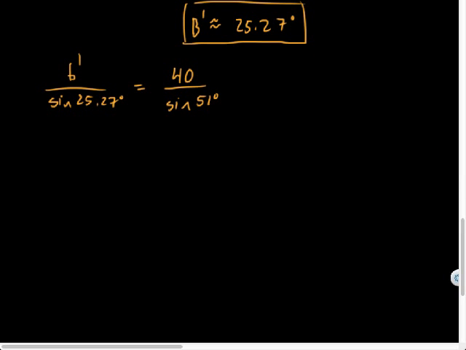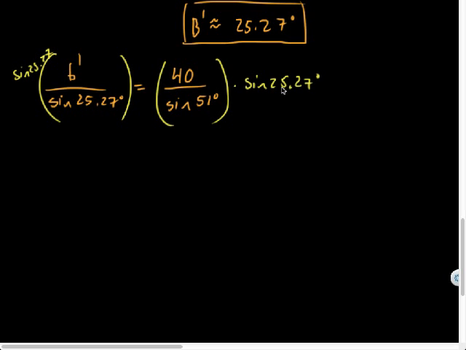So to solve this, I'd multiply both sides by the sine of 25.27 degrees. And I'll get little b prime equals, let's see, 40 times the sine of the second answer, close parentheses, divided by sine of 51, close parentheses. And I get 21.97.